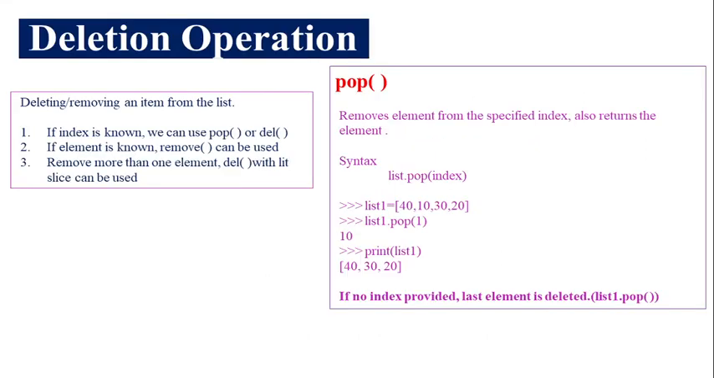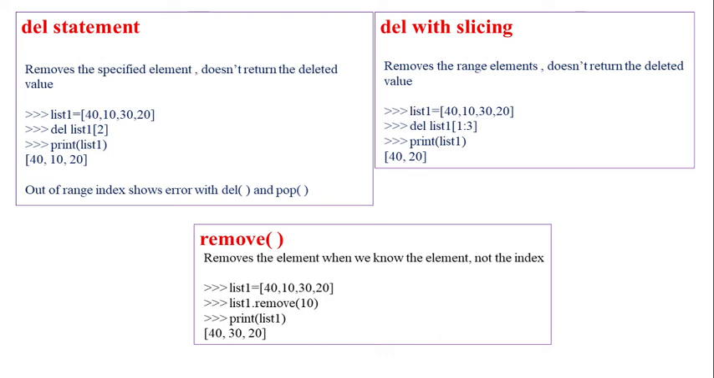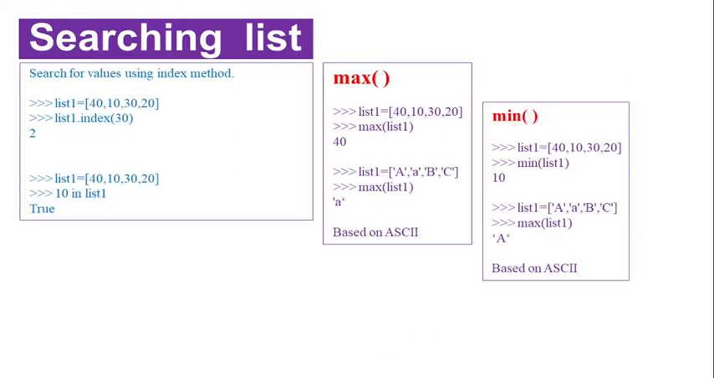Let's have a quick revision. Deletion, just like inserting, updating, appending, extending, is another one of the core operations. We have three different ways: the pop function, the delete statement, and the remove function. The pop function and delete statement take the index, and remove takes the element as its parameter. Using the delete statement we can delete one item or multiple items. Then searching a list, which can be successful or unsuccessful.